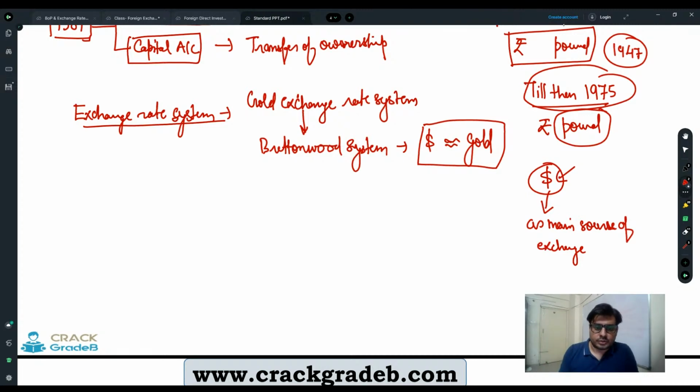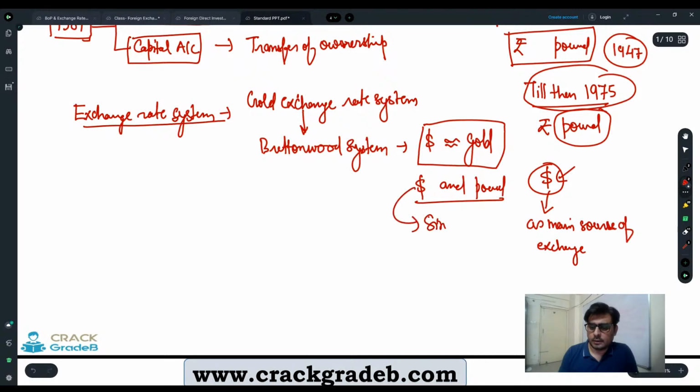Even when the Bretton Woods system failed, the value of the dollar with respect to the pound was fixed. I told you about this in the Smithsonian agreement. Under this agreement, the value of the British pound was fixed with the rupee. So that is why for this phase nothing happened.